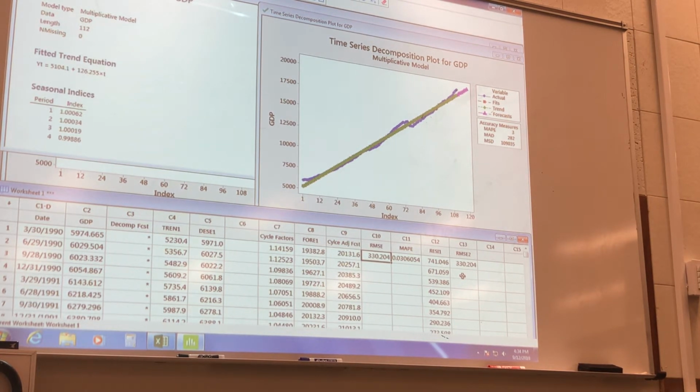Yes? Is the smaller the MAPE number, the better? Exactly. The smaller the RMSE, the better, right? It means a smaller average error. Okay?